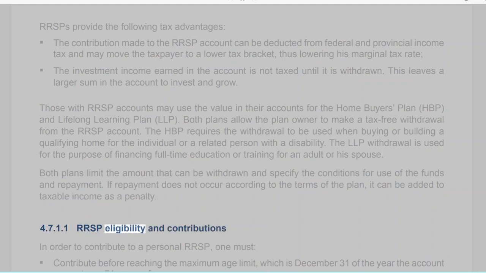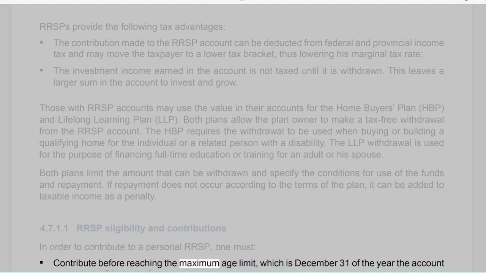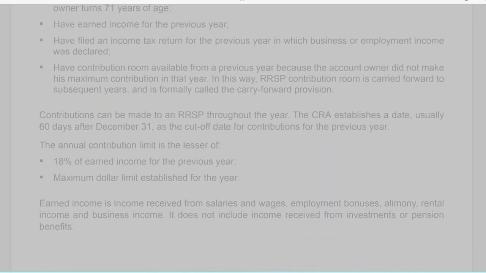4.7.1.1 RRSP eligibility and contributions. In order to contribute to a personal RRSP, one must: contribute before reaching the maximum age limit, which is December 31st of the year the account owner turns 71 years of age; have earned income for the previous year; have filed an income tax return for the previous year in which business or employment income was declared.